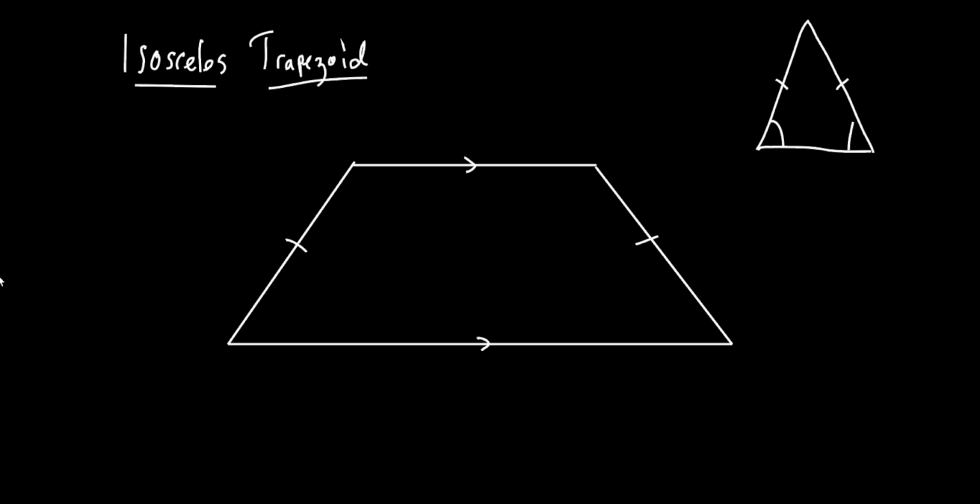Well, check this out. You got isosceles trapezoid. Those two sides are equal. That must mean that these two angles are equal. So that's new. That's today. We're just learning that today for the first time.